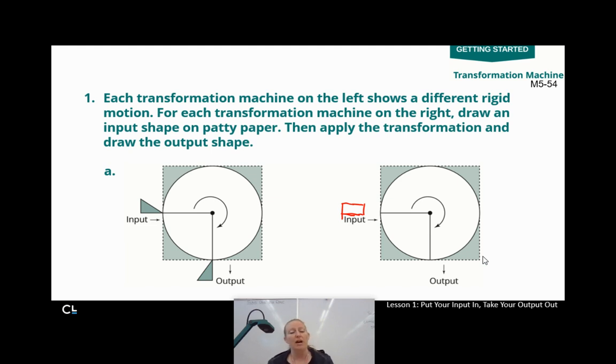So go ahead and hit pause. You can do a different shape for each one if you like. Hit pause, input a shape, show me what the output would look like. Hit play when you're ready to check your work.